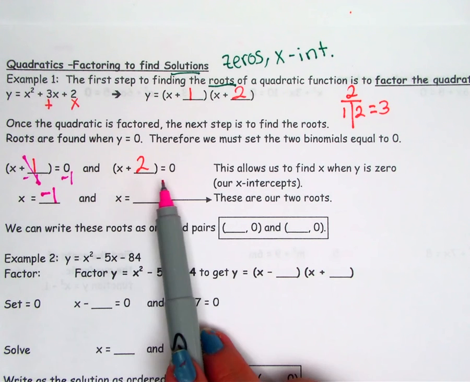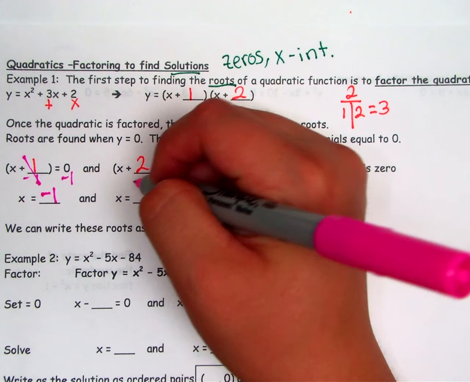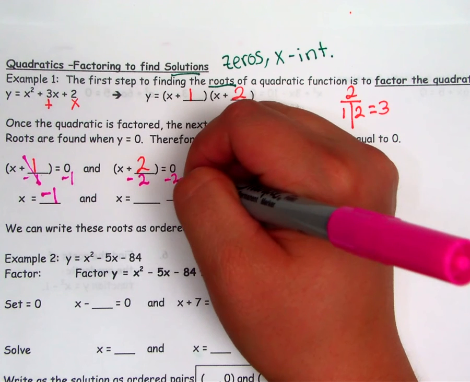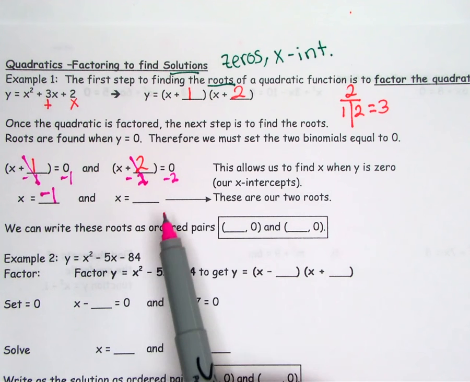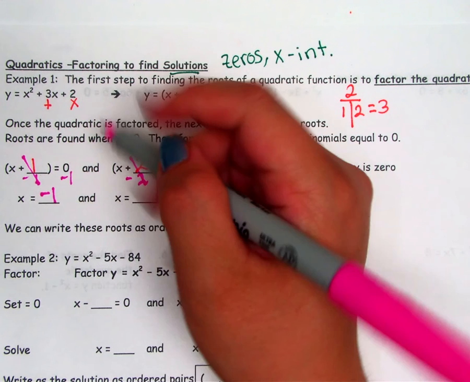Here, we have x plus 2 equals 0. Remember, we want x by itself. So I'm going to subtract 2 here and subtract 2 there. That cancels out, which is exactly what I wanted to happen. So 0 minus 2, well, that's just negative 2.